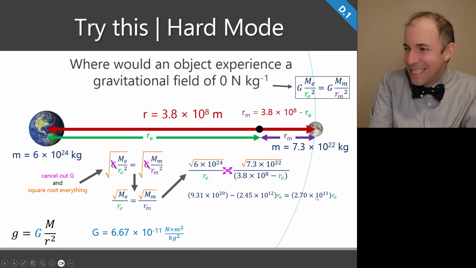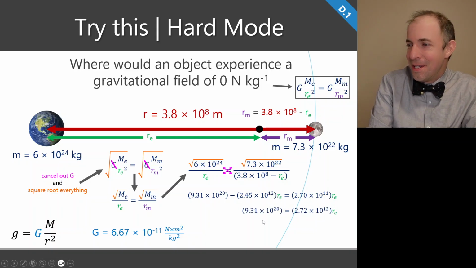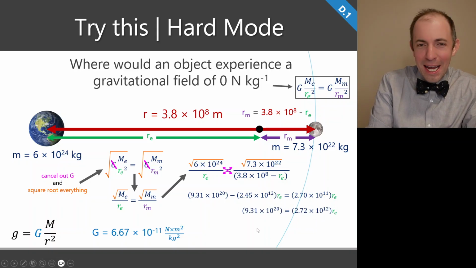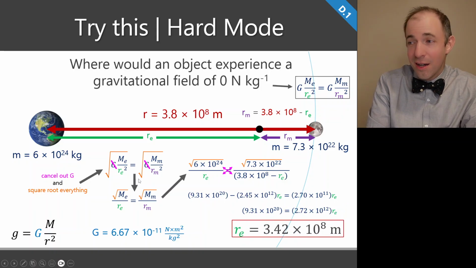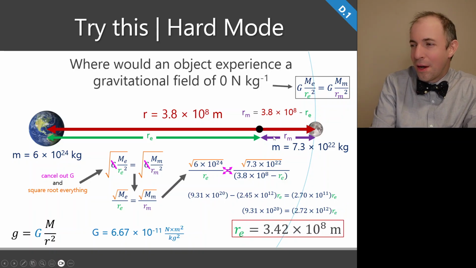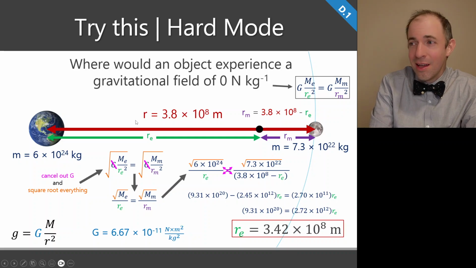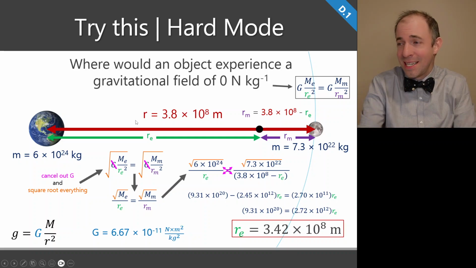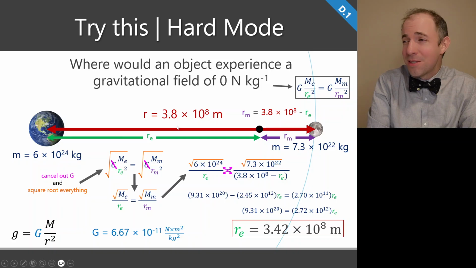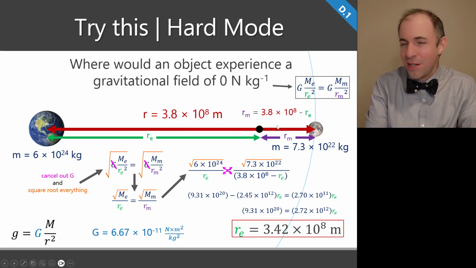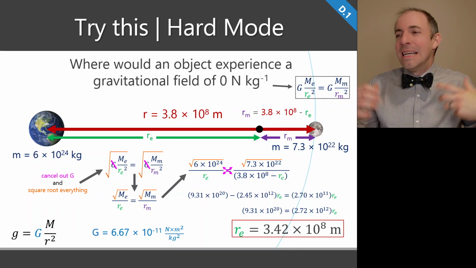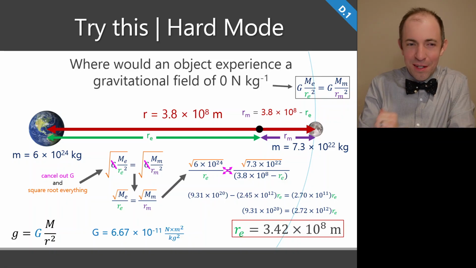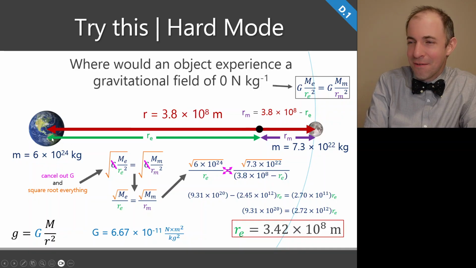You can combine these terms of RE, you'll get this, divide on both sides, and find that the distance you are from the Earth needs to be 3.42 times 10 to the eighth. Of that total, 3.8 times 10 to the eighth. So that is most of the way to the Moon, but not all the way to the Moon. At this position, the Moon's smaller mass, at a closer distance, is going to result in the same force field strength as we see from the Earth.